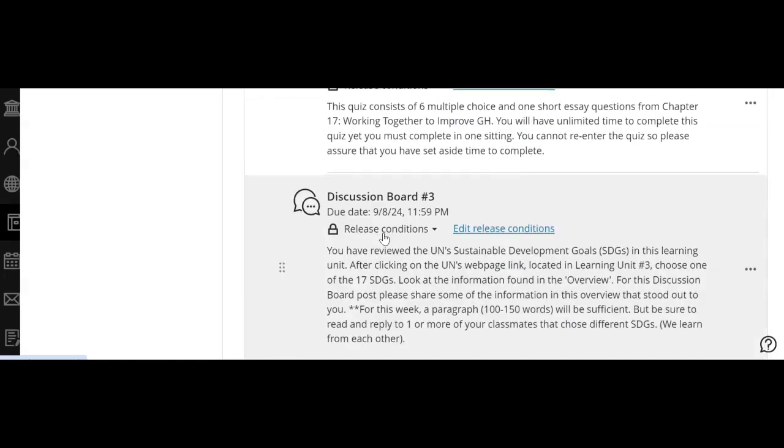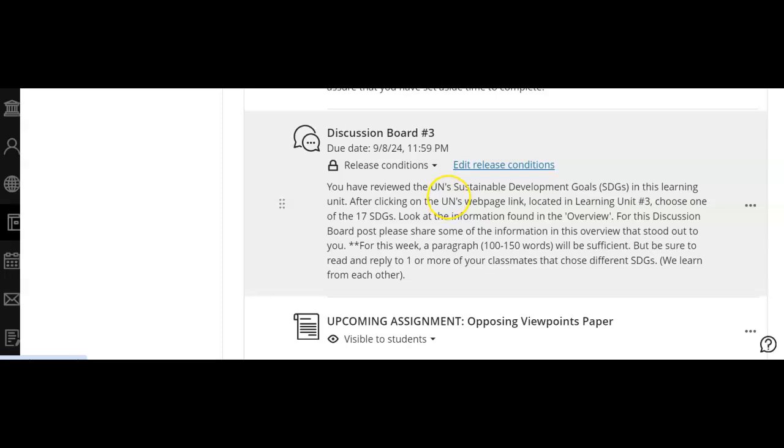So the discussion board post, as in most of them in this course, you do have to complete your post before you can read others. So if you get on and see nobody's posted, well, you can't see other posts until you do yours. So after looking at the UN's SDGs, the 17, choose one of them. Look at the information that's found in the overview for that specific goal.